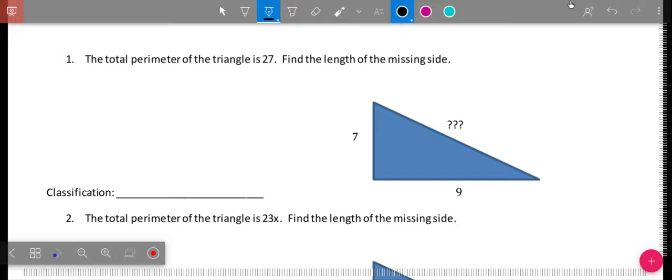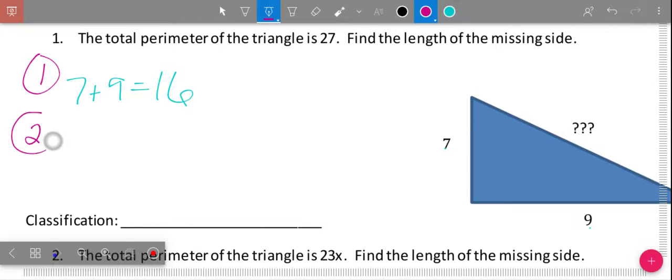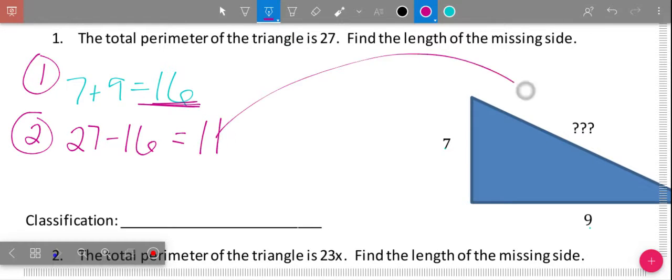So to do that, remember from yesterday, we started by doing 7 plus 9. So 7 plus 9 gave us 16. So that was our first step. 7 plus 9 equals 16. Our second step, what we did next, was we did our total, so 27 minus what we got here when we added our two sides together. So minus 16. When we did that, 27 minus 16 is going to give me 11. So I know that my missing side over here is going to be 11.